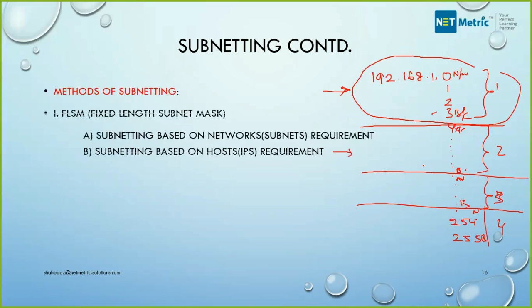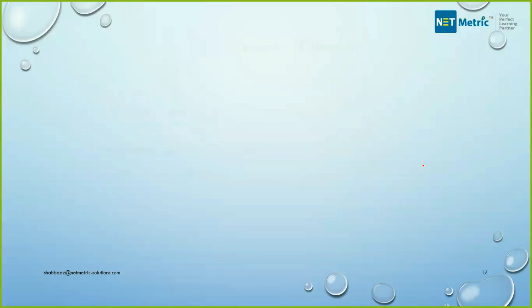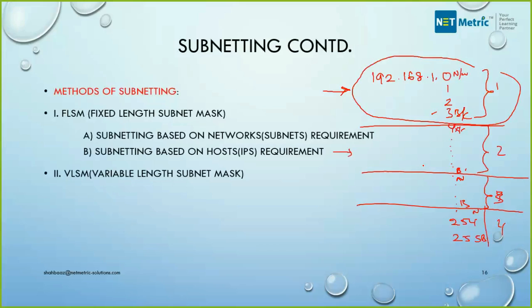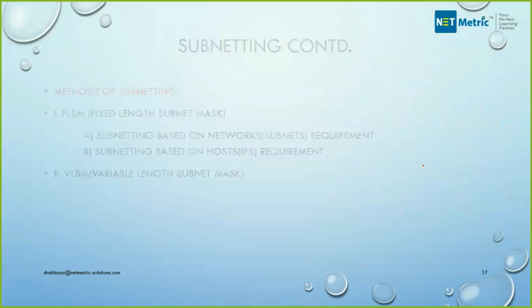Subnetting can be done in different methods. The first method is fixed length subnet mask, and the second method is variable length subnet mask. The important one is the second method, but to understand it, we will first cover FLSM. In FLSM, we will see two types. First, we'll start with the network requirement, then the host requirement, and then we'll see VLSM. So first, let's go with subnetting based on the network requirement.